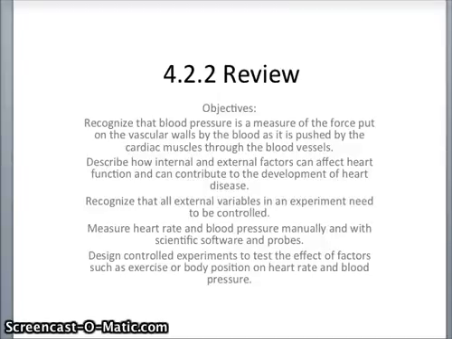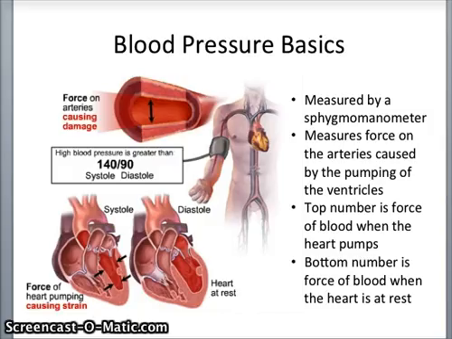So 422 was all about blood pressure, and you had to design an experiment to measure the blood pressure and the factors that affect it. But we're going to focus mainly just on the blood pressure and what it is. So blood pressure is measured with two numbers. You have the systolic blood pressure, which is the top number. That number is usually the higher one because that's when the heart is contracting or beating. All right. And then the lower number is the diastolic, which is when the heart is at rest.